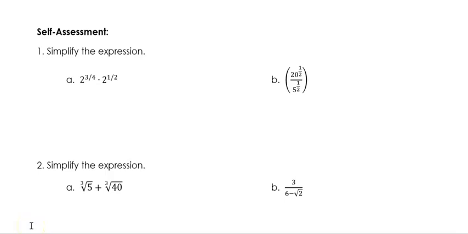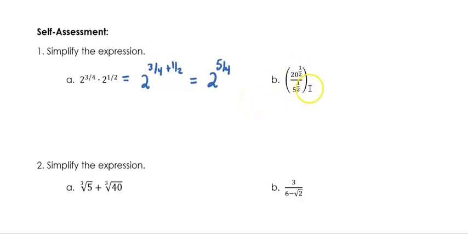This is the self-assessment of section 5.2 in Algebra 2. So just going over some review from our notes. If you're doing 2 to the 3/4 times 2 to the 1/2, because they have the same base of 2, you can add the exponents. So you can do 3/4 plus 1/2, which is 5/4. So your answer is 2 to the 5/4.